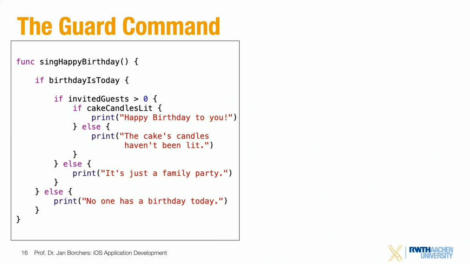So we have our function here to sing happy birthday. And for that, we need to make sure that a couple of conditions are met. So first, I need to check whether today actually is the birthday. Yes, and if that works, then we're checking whether the number of invited guests is larger than 0. If that is true, then we'll check whether the candles are lit on the cake, and if all of that is satisfied, then we sing or can sing happy birthday.